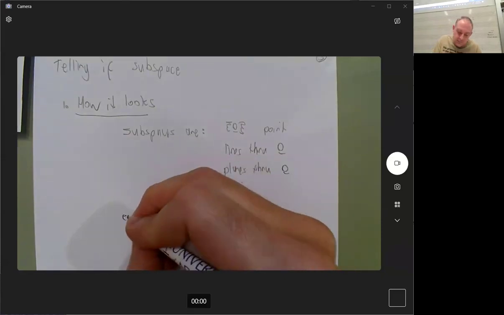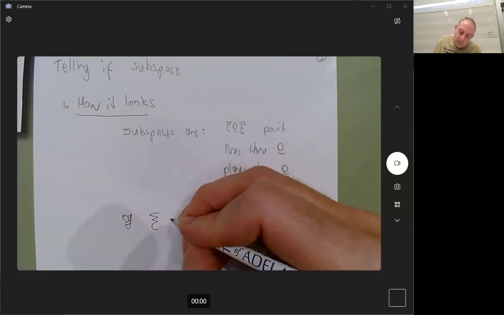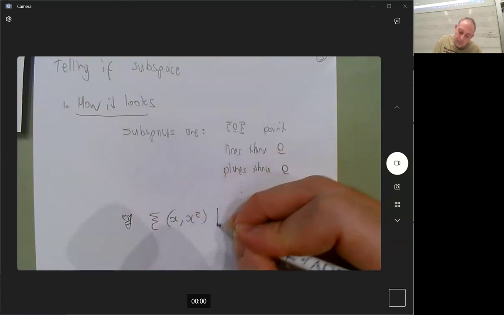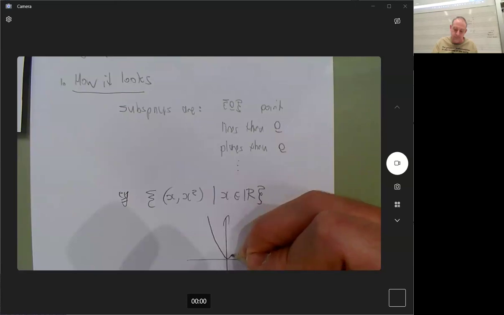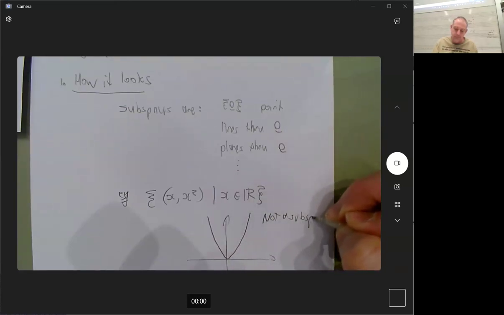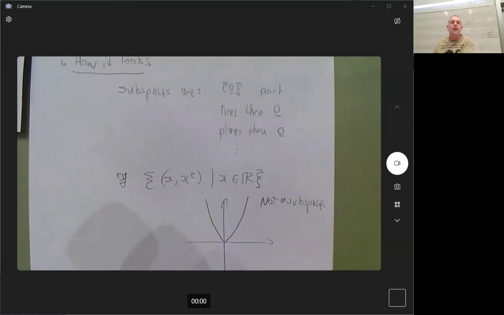So when you see something like this, the set of vectors with coordinates x and x squared such that x is in R, that is totally a parabola because y equals x squared. And that is not a line. So if you were in an exam and someone said, is this a subspace? Then give a reason. You would say that is a parabola, and all subspaces in R2 are lines, so it is not a subspace. That's a perfectly good reason.